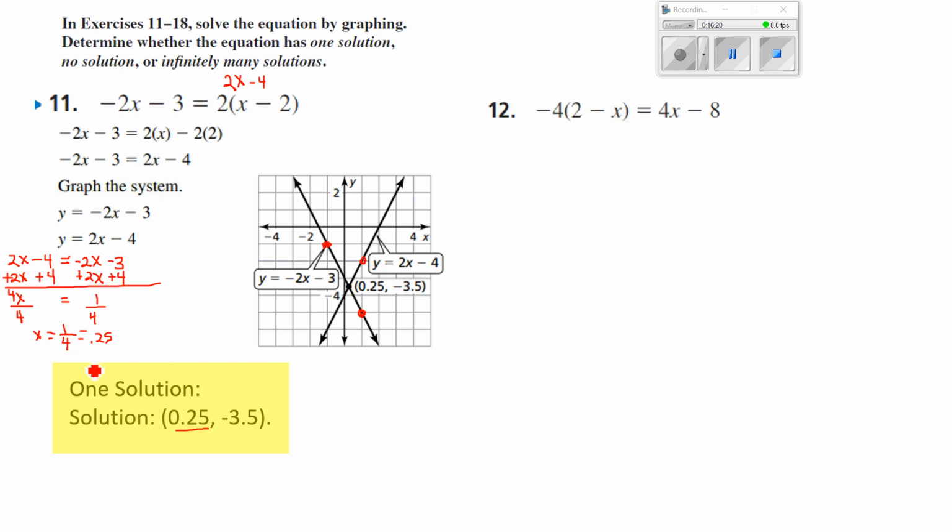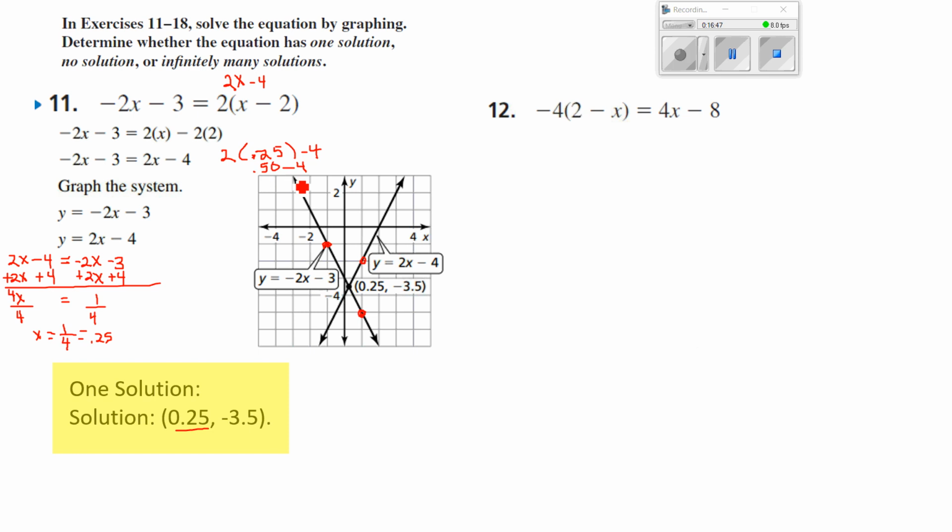Okay. Now we're going to plug 0.25 in for one of these problems. Let's just go to this one here. This will be 2 times 0.25. And this would be minus 4. Well, 2 times a half, that's like 2 times a quarter. That's 0.50 minus 4.